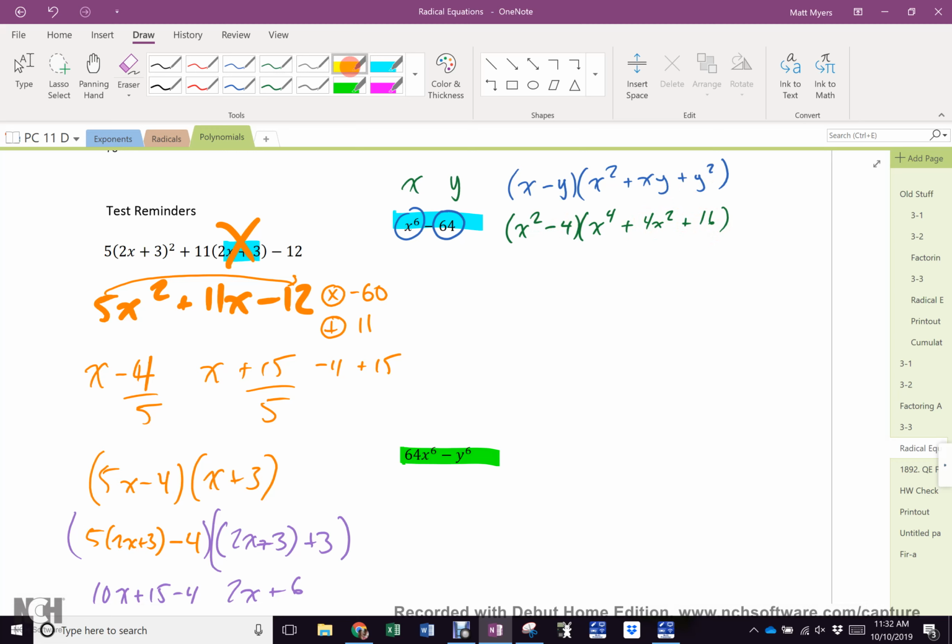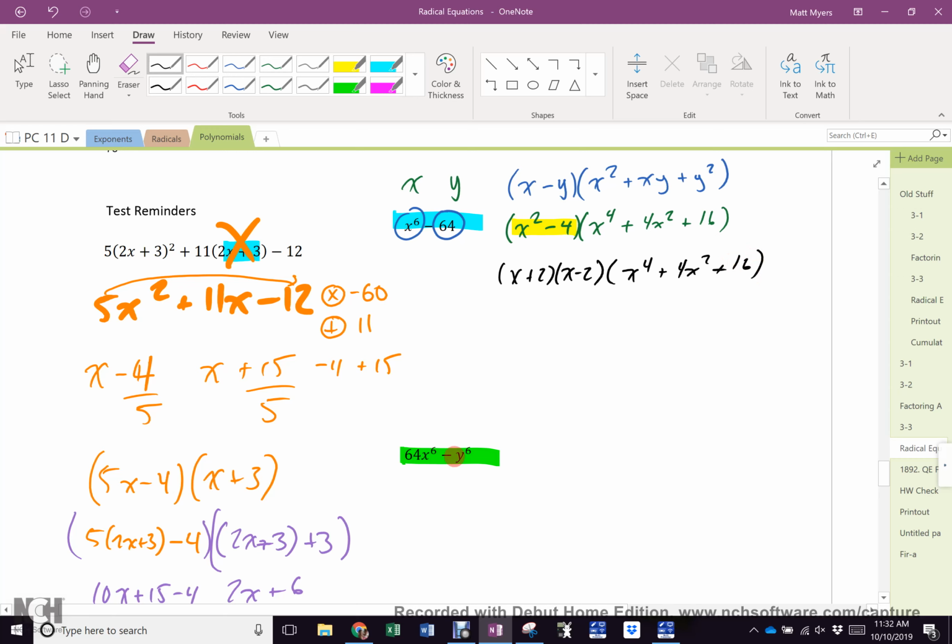Now you should see this is a difference of squares, and you get x plus 2, x minus 2, x to the fourth plus 4x squared plus 16. And then you're done.